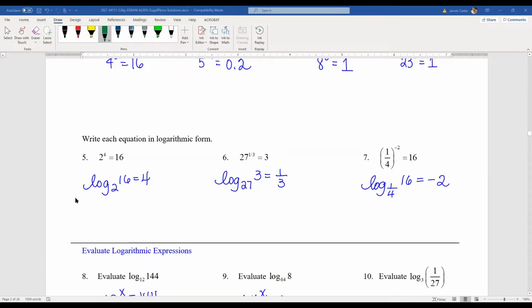Write each solution in logarithmic form. Here we're going just the opposite. We're changing exponential to logarithmic. Base stays the same. This becomes your argument. That becomes your solution in all 3 cases.